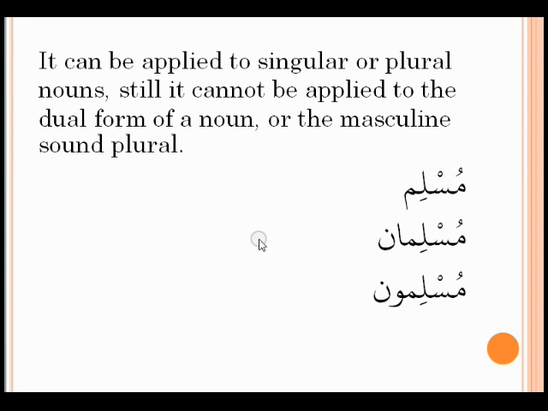Tanween can be applied to any Arabic noun, whether singular or plural. The two cases when it can't be applied is in the dual form or the masculine sound plural. Of course, in Arabic, if you want to form the dual form, you attach an alif nun to the end of it. The masculine sound plural, you attach a waw nun to the end of it. So you're actually adding nuns to the end of these nouns. So no need to double it by attaching a tanween.